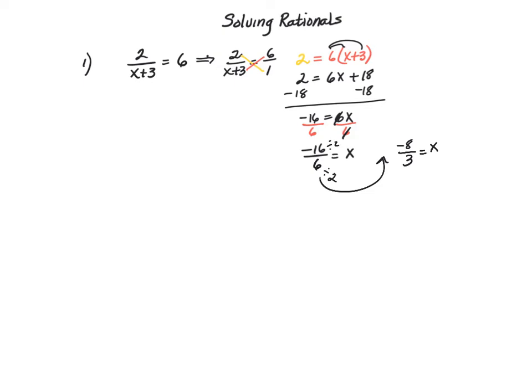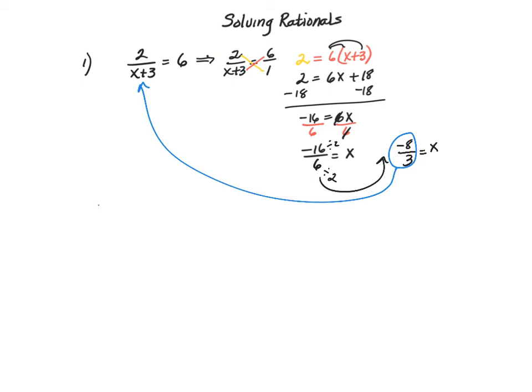So you know that if you take this negative 8 over 3 and you put it right in here in place of x, no matter how ugly it may seem at the moment, you're going to end up with this equal to 6.